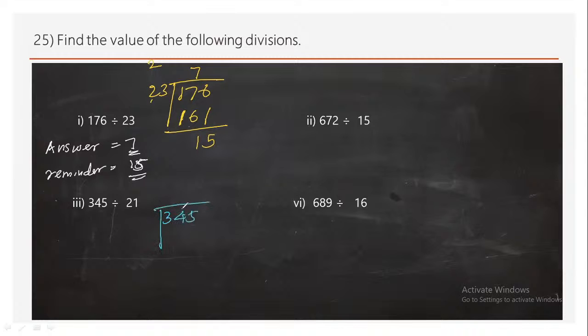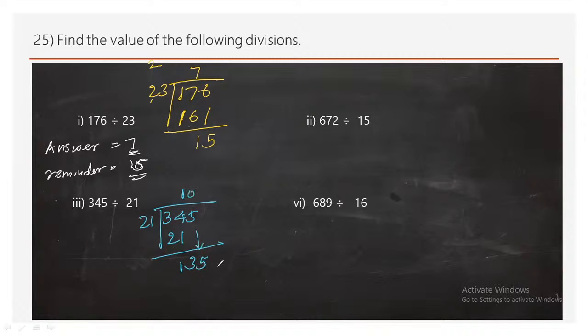345 divided by 21. 21, 21, 42. Then you can write 1, 21 for 34. 21 subtract, 3. Here 1 remaining, no? 13. Then 135. Borrow this 5 also here.